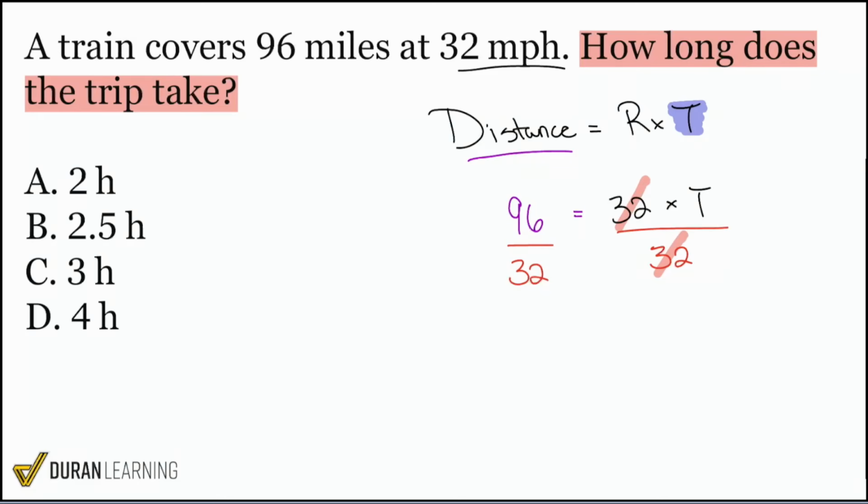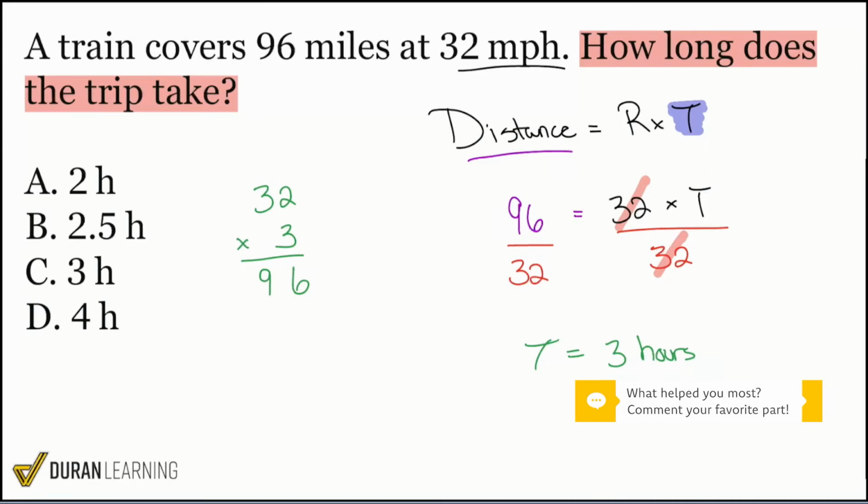And y'all tell me, my party people, what is 96 divided by 32? How many times does 32 go into 96? Exactly 3 times. Don't believe me? Go ahead and do it on the side. 32 times 3, just to make sure. 2 times 3 is 6. And then 3 times 3 is 9. So yeah, that works out. And so the time that this takes is 3 hours. And there we are. So we've now executed a problem where it's not just working forward, but we are working backwards now to find one of those individual pieces.